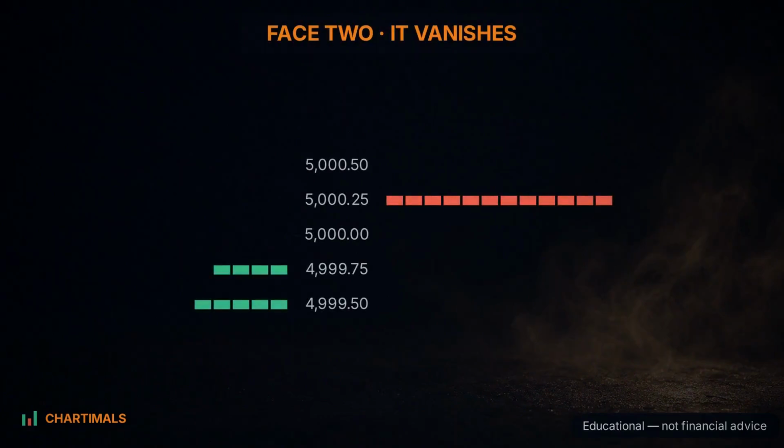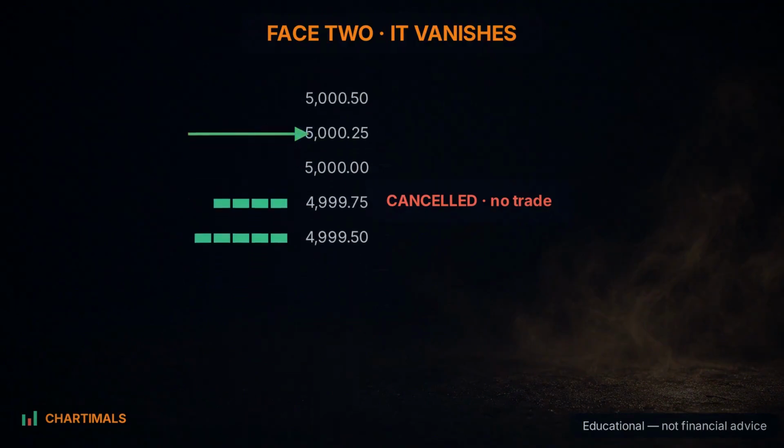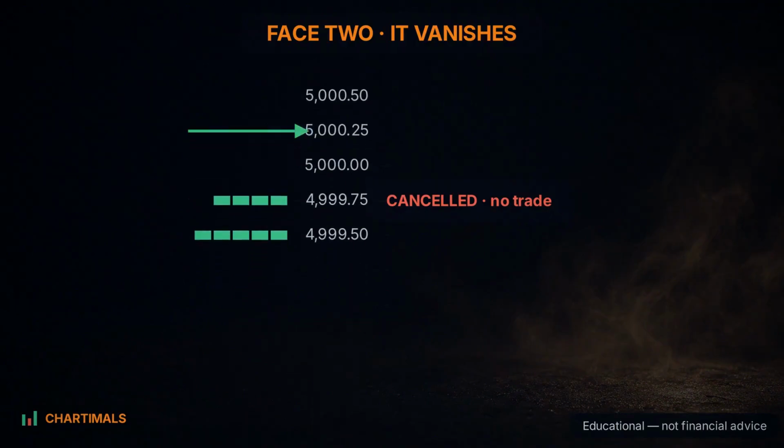Phase 2. The wall that vanishes. Remember, a resting order isn't a trade, it's just a promise, and a promise can be taken back. So watch what happens here. The impatient buyers charge toward the wall, and right before they reach it, it's gone, canceled. No trade at all. And with nothing left resting there, the buyers who are charging in have nothing to stop them. So price runs straight up through the empty space where the wall used to be.